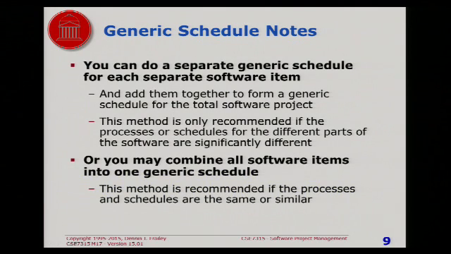Now, if you have multiple software items, which you almost always do on a big project, you could have a separate one of these generic schedules for each one and then add them together to get the total. Or you could just combine them all in one. For assignment 4, you're going to combine them all in one. It's just less busy work. The only reason you would have separate ones is if each software item had a dramatically different schedule. Then you might do a separate one for each.